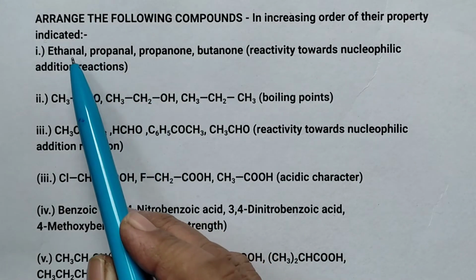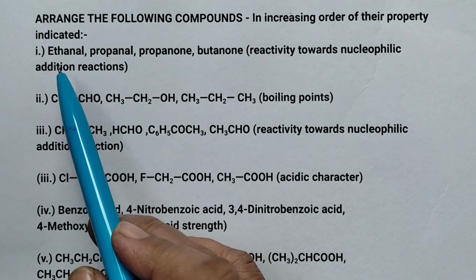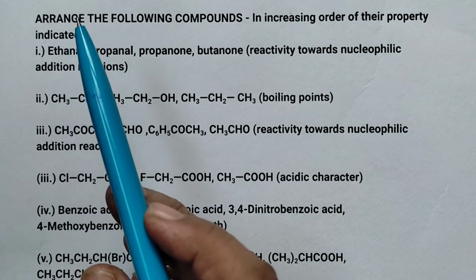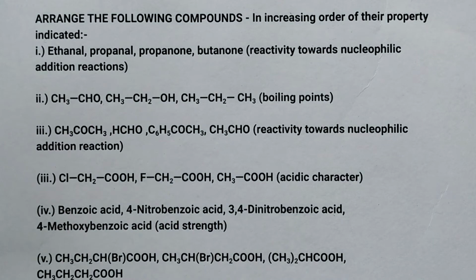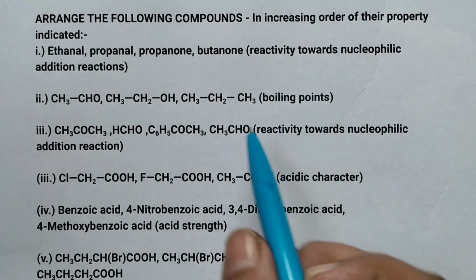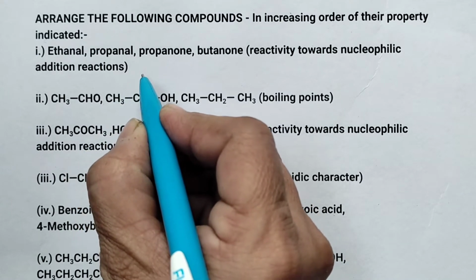Moreover, out of aldehyde and ketone, aldehyde will be less bulky, so it will have more tendency to undergo nucleophilic addition reaction. So for the increasing order, we will have to see the most bulky first.